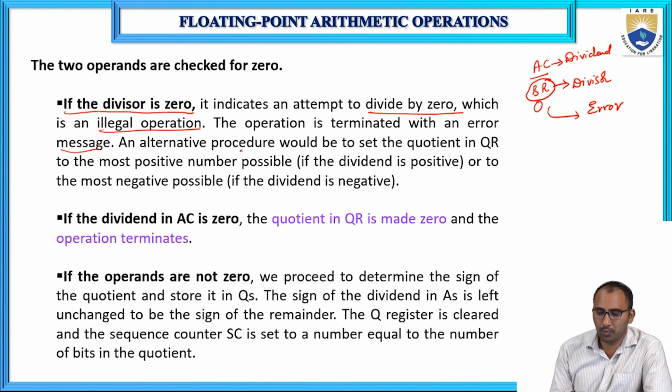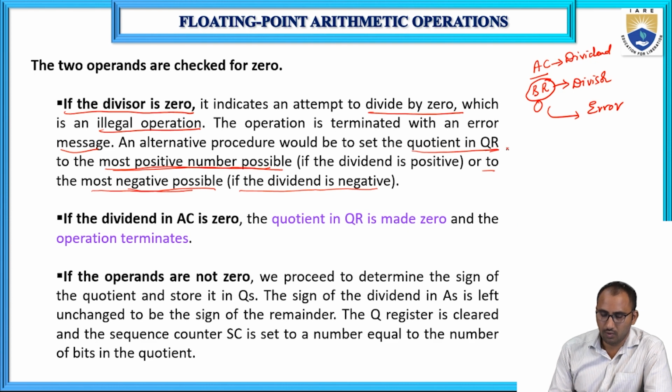An alternative procedure would be to set the quotient in QR to the most positive number, or to the most negative number if the dividend is negative. So if the dividend is negative, we can store the most negative number possible; similarly, we can store the most positive number possible in QR. That is the first case, when the divisor is 0. The second case is when the dividend is 0.